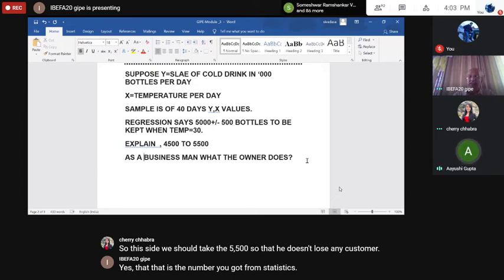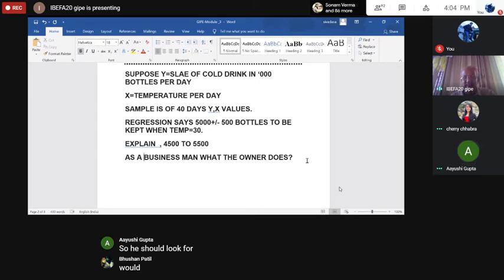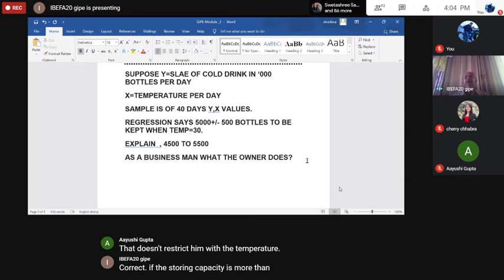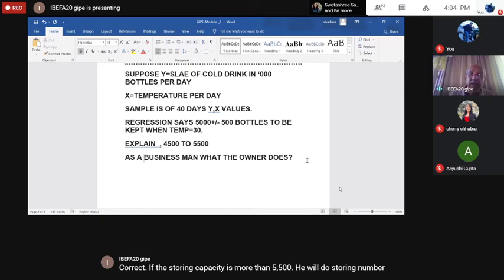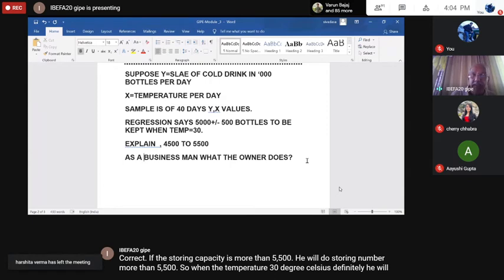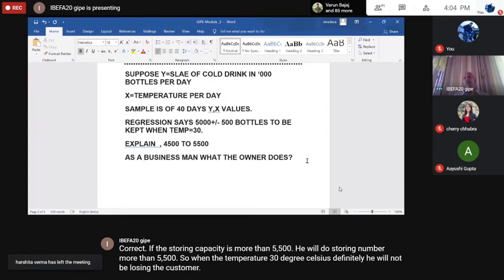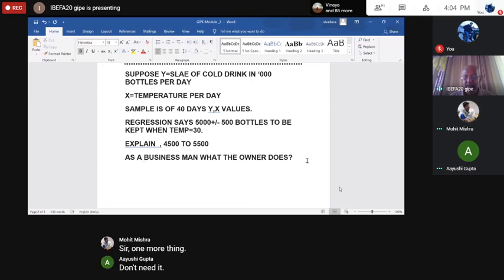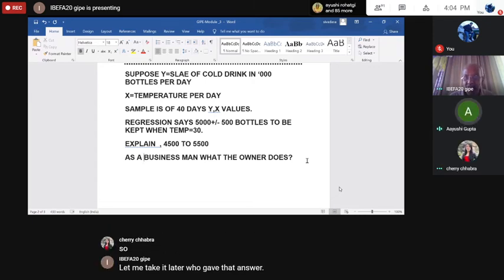Sir, he should look for better storage options. Correct. That doesn't restrict him with the temperature. Correct. If the storing capacity is more than 5,500, he will store a number more than 5,500. So when the temperature is 30 degrees Celsius, definitely he will not be losing the customer. Who gave that answer? Sir, Ayushi Gupta.